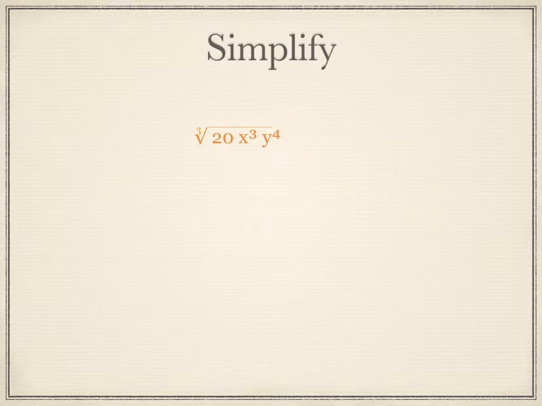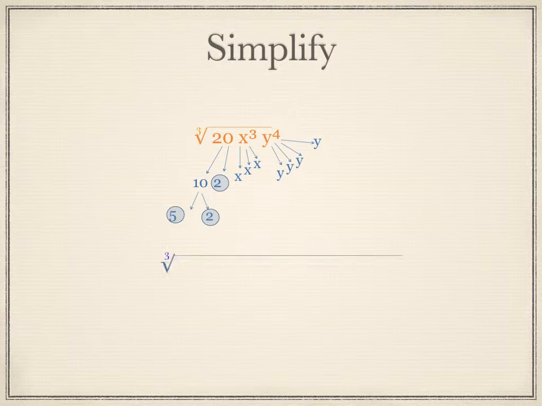The next question is a cubed root. That's what that 3 next to the square root means. It's the cubed root of 20x to the third y to the fourth. So once again, we're going to do our factor tree. Break down the 20 to 10 and 2. Break down the 10 to 5 and 2. Break down the x cubed to x times x times x. The y to the fourth can be written as y times y times y times y. Okay, and then we've got the cubed root of 2 times 2 times 5 times x times x times x times y times y times y times y.